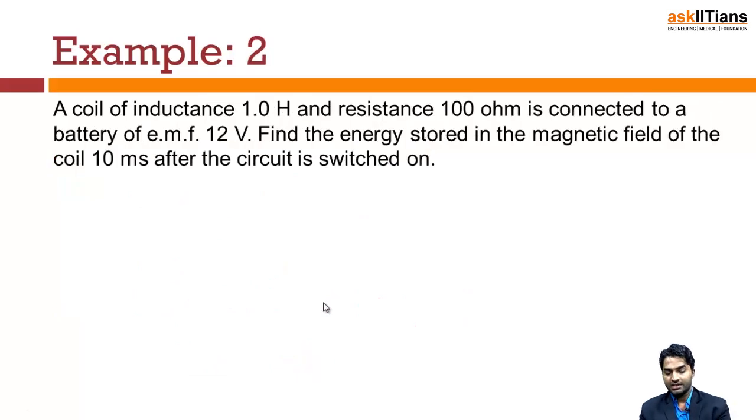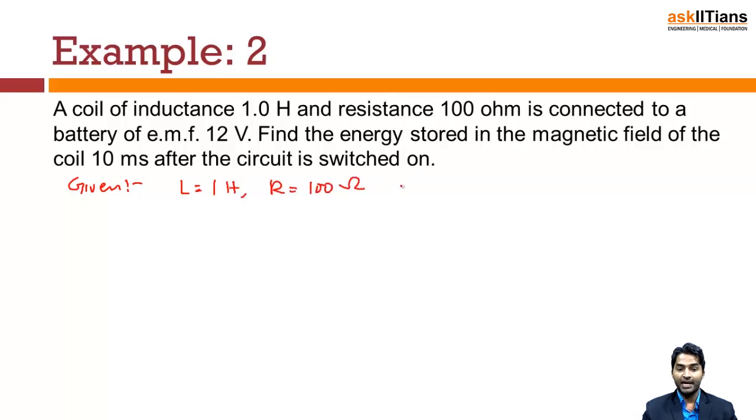Now, the second question is about a coil of inductance 1 Henry. So we will note down the given values: L is equal to 1 Henry, resistance R equal to 100 ohm, is connected to a battery of EMF, so E is also given as 12 volt. Find the energy stored in the magnetic field of the coil at 10 millisecond. So t is equal to 10 millisecond, that is equal to 10 into 10 to the power minus 3 second, when it is switched on.